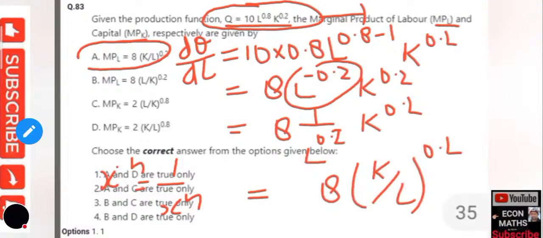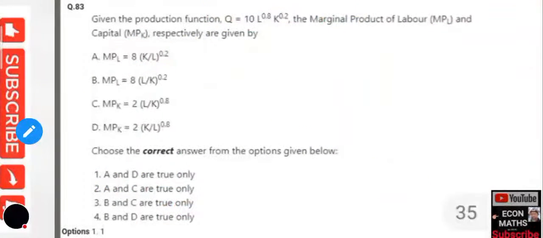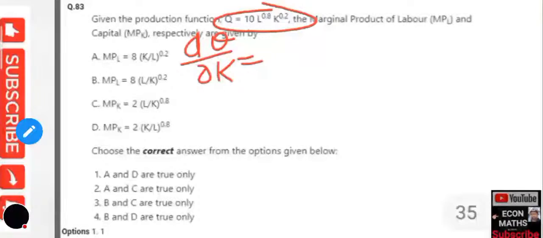Now we have to find the marginal productivity of capital. The same rule applies here. So the first option is correct for MPL. We will see the MPK. What is the value of MPK? So I will delete this here. Now MPK is simply dQ divided by dK. Now we differentiate the given production function with respect to capital.